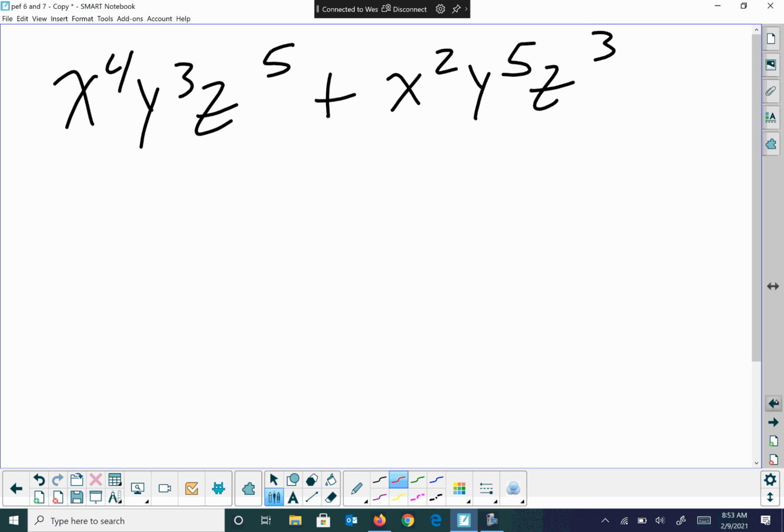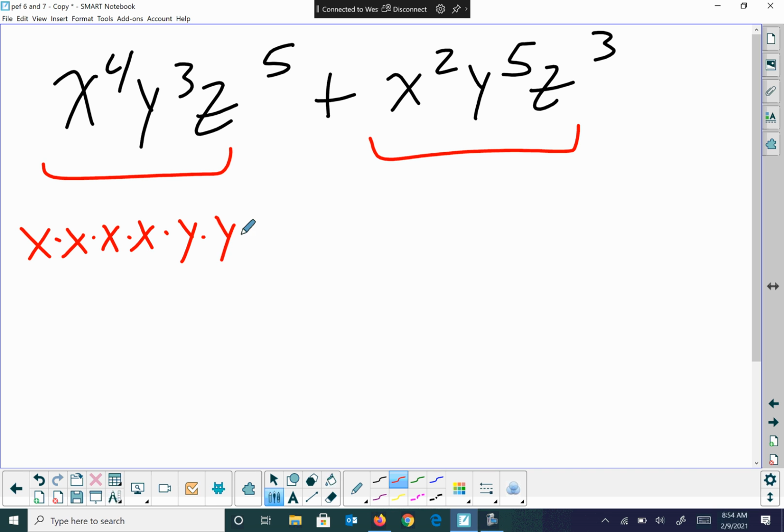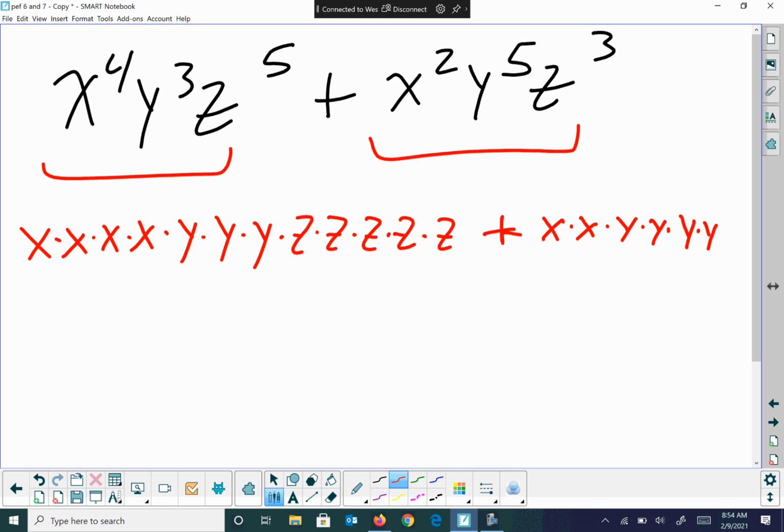Hey, this one, we don't really have any numbers, but we have 2 terms. We have this one and this one. Uh-oh, ran out of room. Okay, what's the most x's I can factor out from both?